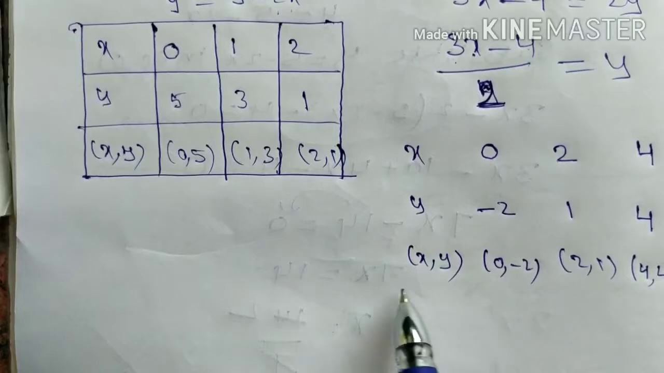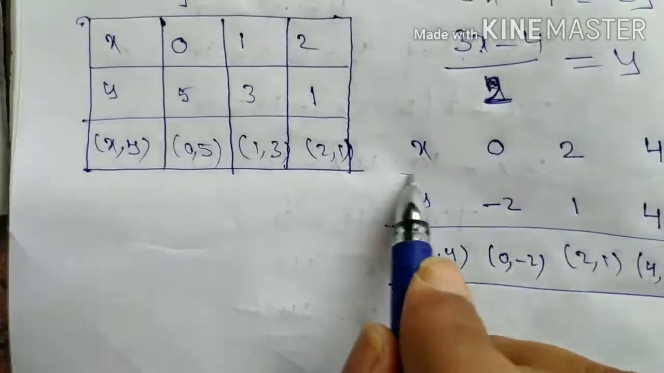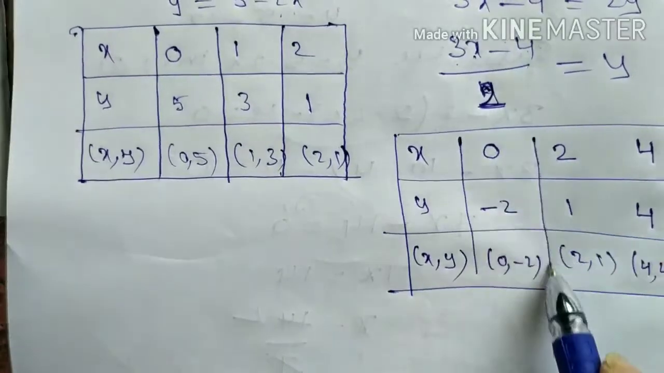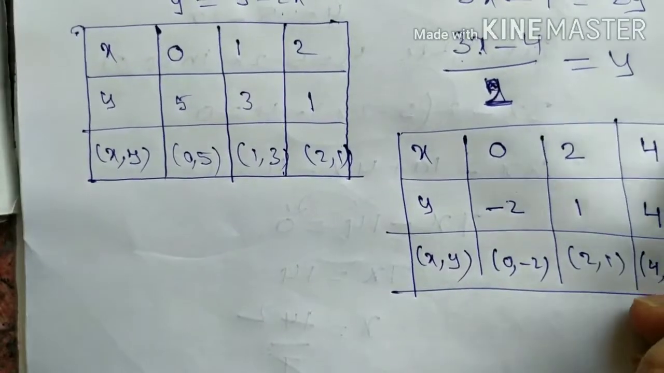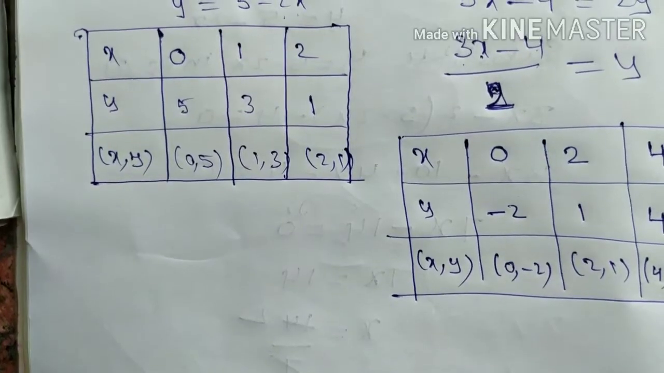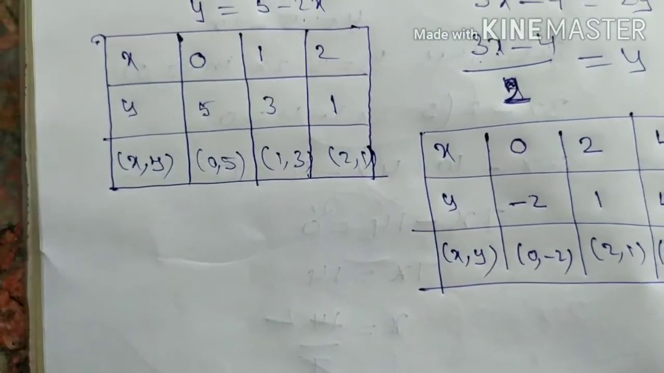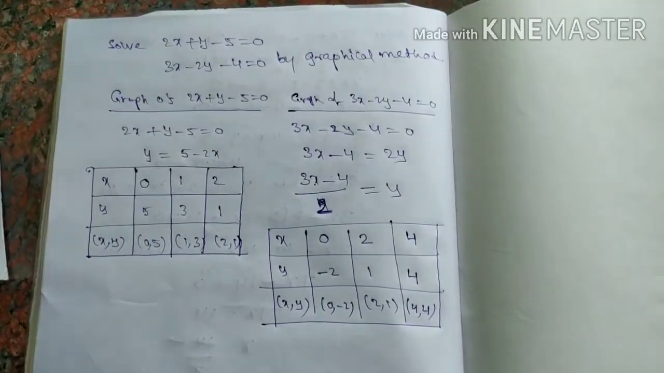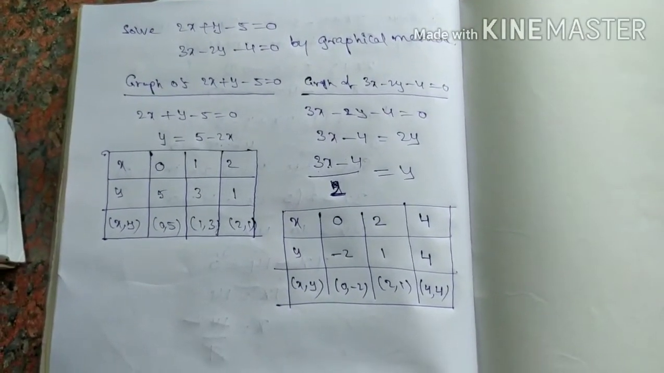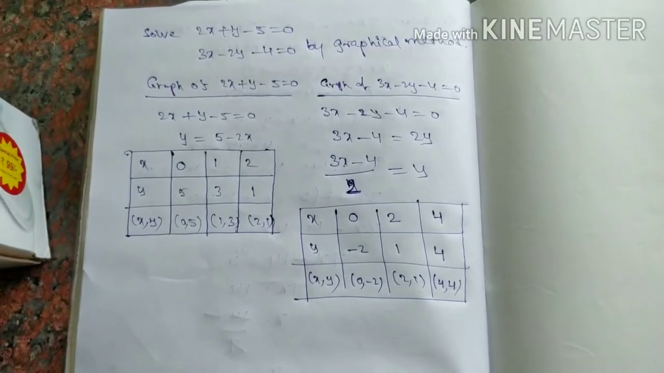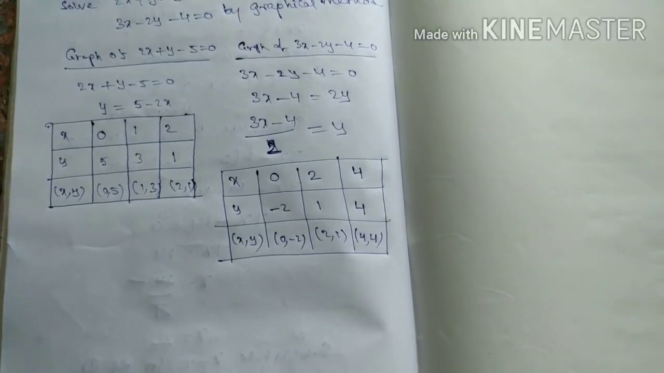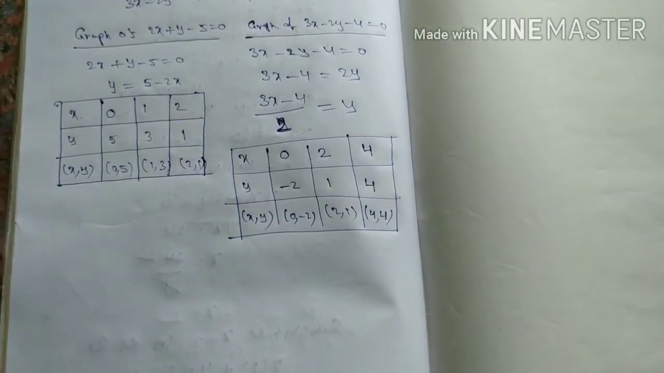So we have 3 solutions for this equation. So this is the table formation for the graphical method. Graph method, table formation. Here I am just explaining through the paper how to draw the graph without using graph paper.